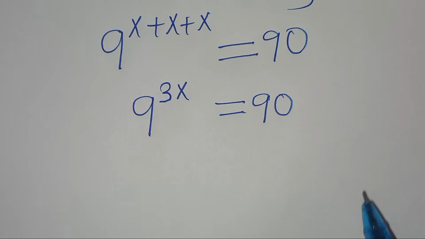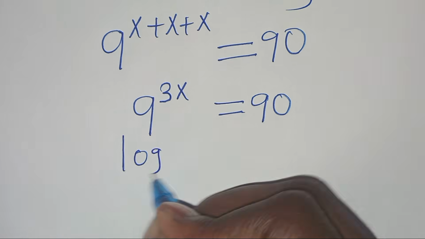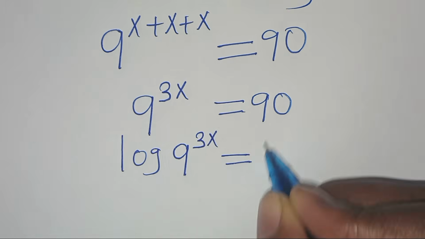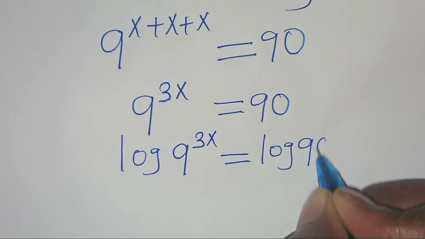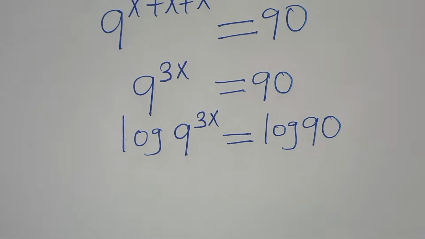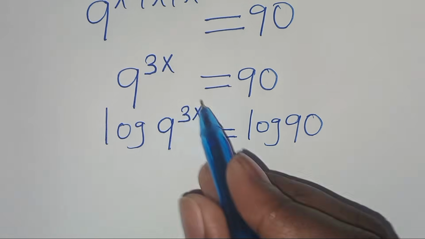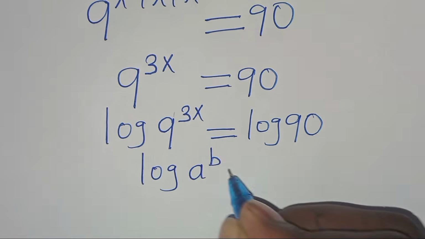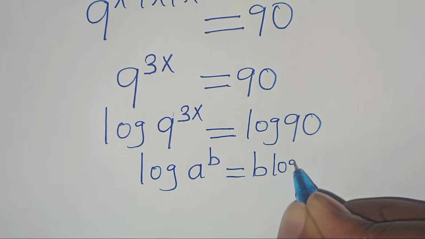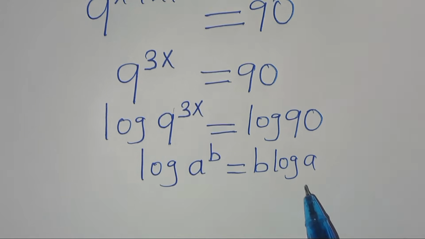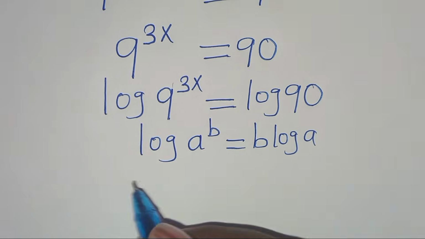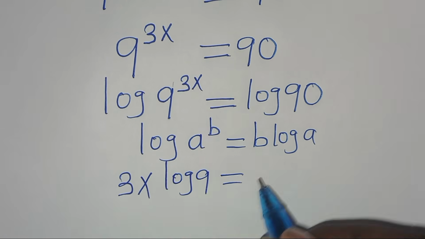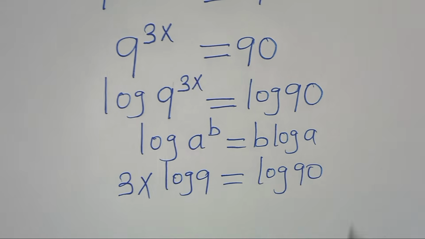To solve for x here, let's introduce logarithm on both sides. We have log 9 to the power of 3x, this is equal to log 90. Now, log 9 to the power of 3x is in the form of log a to the power of b, which can be expressed as b log a. So applying this power log property, log 9 to the power of 3x becomes 3x log 9. This is equal to log 90.